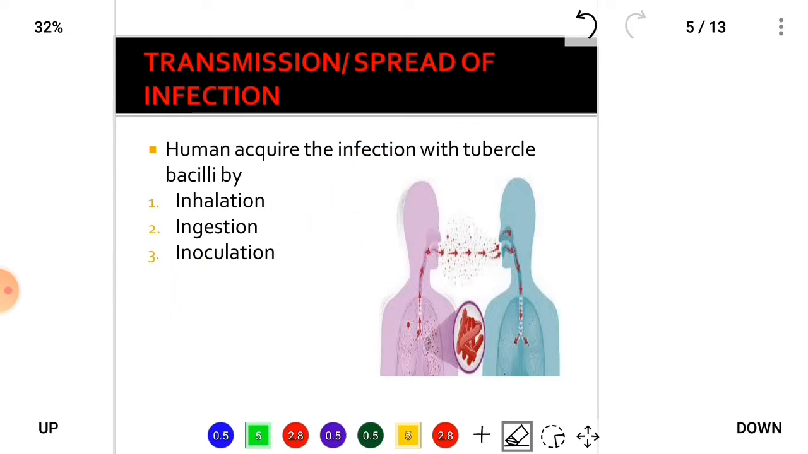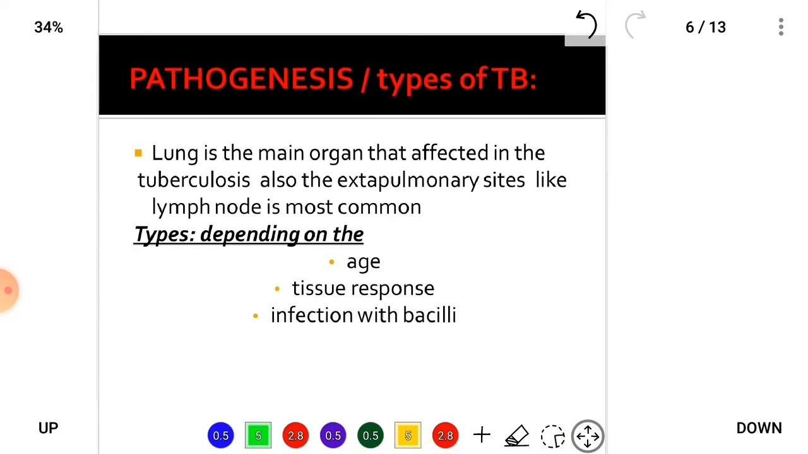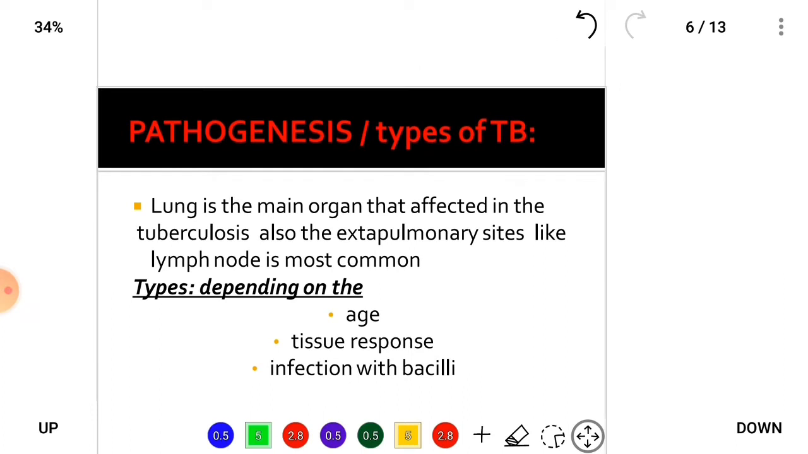Inoculation means there is direct contact with the bacilli by means of tissues and the mucous membrane. After that, we will see the pathogenesis of tuberculosis. The word pathogenesis means how the disease occurs inside the body. As we are seeing pulmonary tuberculosis in detail, we will see the pathogenesis of pulmonary tuberculosis in detail.